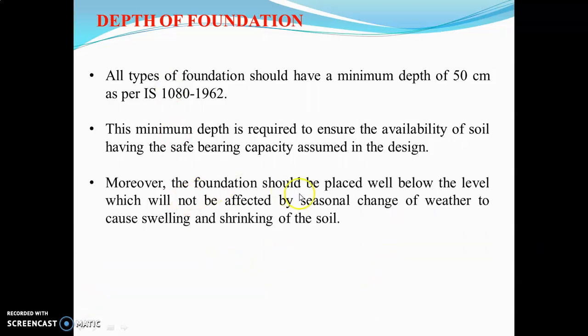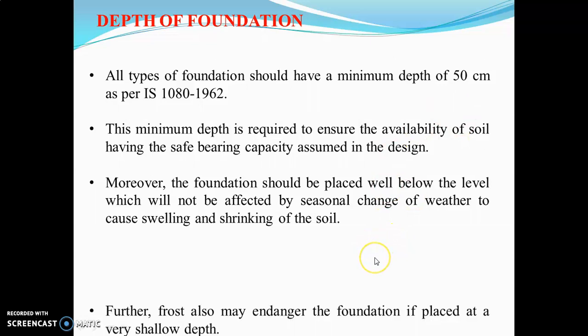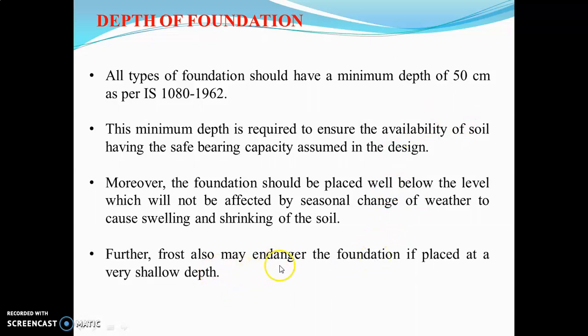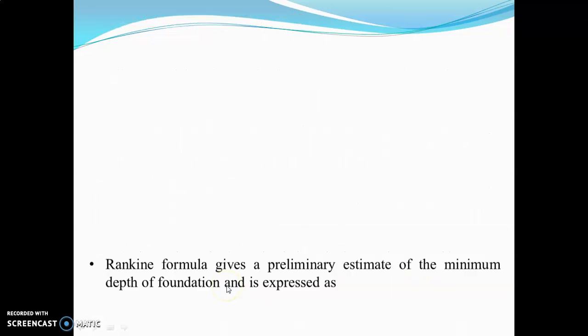Moreover, the foundation should be placed well below the level which will not be affected by seasonal change of weather to cause swelling and shrinkage of the soil. This care has to be taken. The foundation should be placed at such a level that the soil is not affected by seasonal changes; it should not swell and also should not shrink. Further, frost also may endanger the foundation if placed at a very shallow depth.